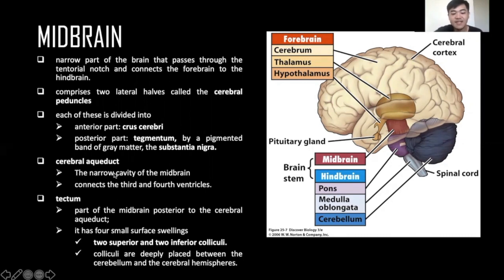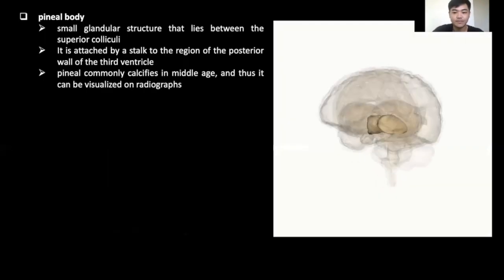So we have the cerebral aqueduct, the narrow cavity of the midbrain that connects the third and fourth ventricles. We also have the tectum, the part of the midbrain posterior to the cerebral aqueduct. It has four small surface swellings: two superior and two inferior colliculi. Colliculi are deeply placed between the cerebellum and the cerebral hemispheres.